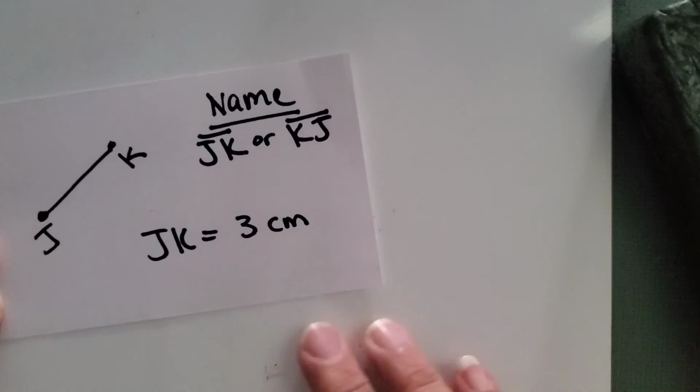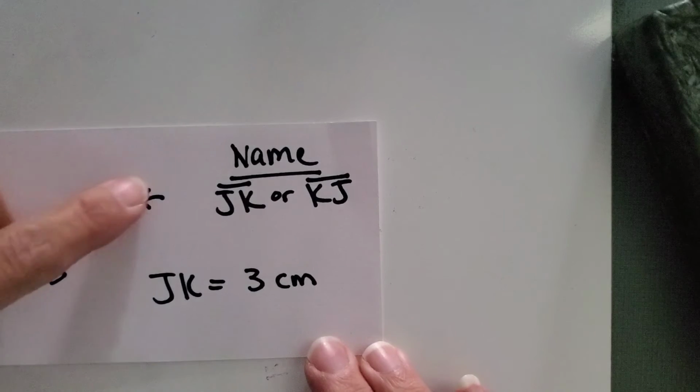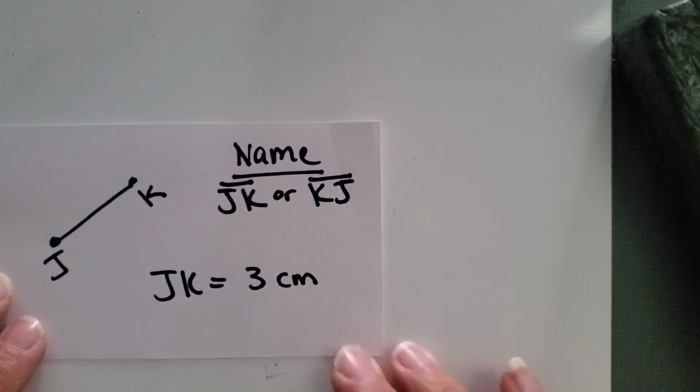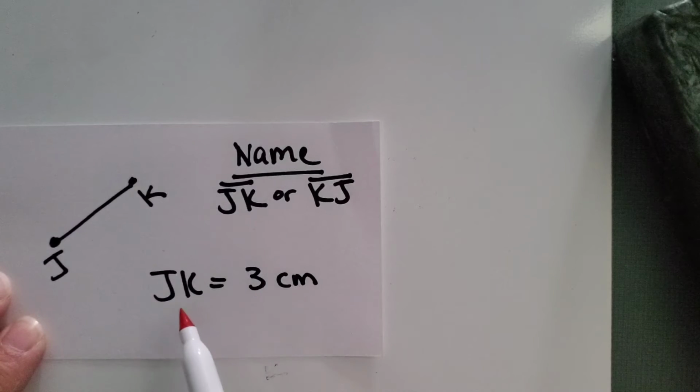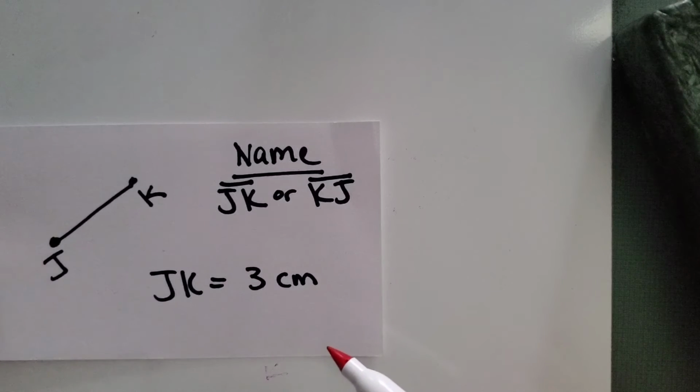Well, let's look at this. So this says JK, right? You could name it JK or KJ. But if I do it without the symbol, I'm asking for how long it is. So let's measure that. It's 3 centimeters. We'll just pretend it is. I didn't really measure it, but that's what they're talking about.